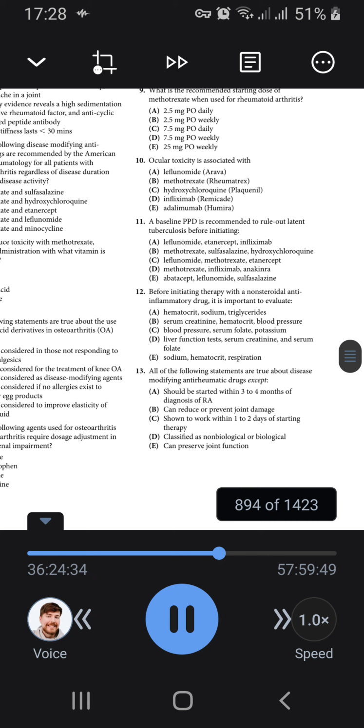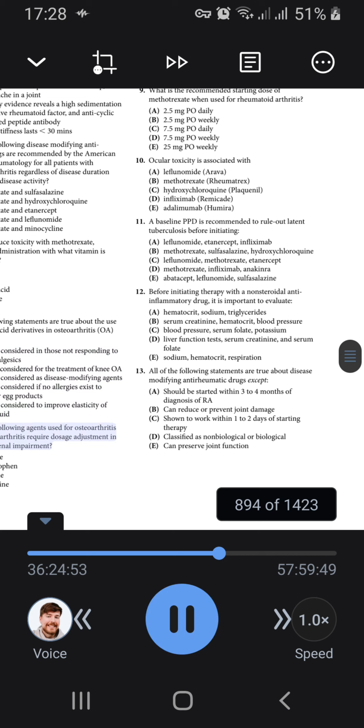6. All of the following statements are true about the use of hyaluronic acid derivatives in osteoarthritis, OA, except: A. Should be considered in those not responding to simple analgesics. B. Should be considered for the treatment of knee OA. C. Should be considered as disease-modifying agents. D. Should be considered if no allergies exist to feathers or egg products. E. Should be considered to improve elasticity of synovial fluid.